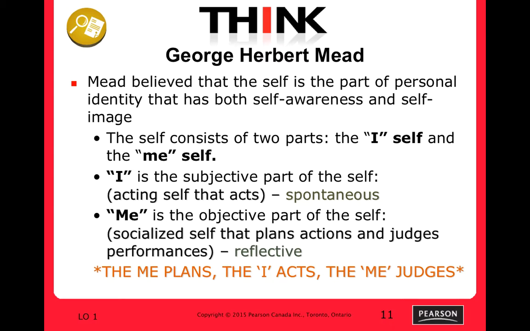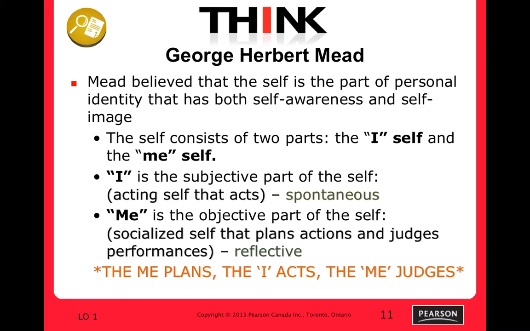Whereas on the other hand, you could say that the me is who we think we should be. So the me is the objective part of the self. It's socialized. It's the socialized self that plans actions and judges our performances. So instead of being spontaneous and acting like the I, the me is reflective. And the me has internalized society's norms and expectations and places limits on the impulsive I. So that means we have to learn the me. The me develops over time because the me has very specific social and cultural expectations that it keeps in mind.